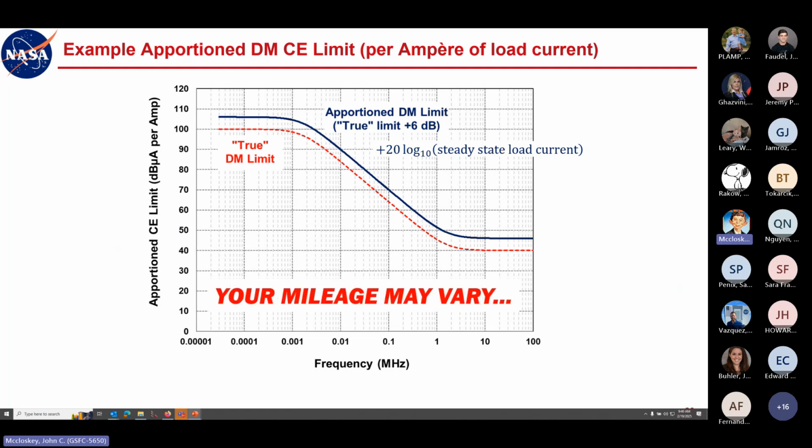Now your mileage may vary, can't emphasize enough. It's the thought process that is important here, not the final answer. Don't take this curve and say, oh, that's what I should use. If you go through this thought process and it applies to you, great. But it's the thought process, not the final answer, that's important here.